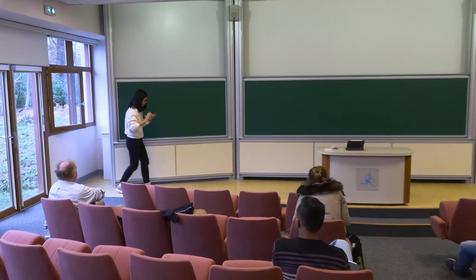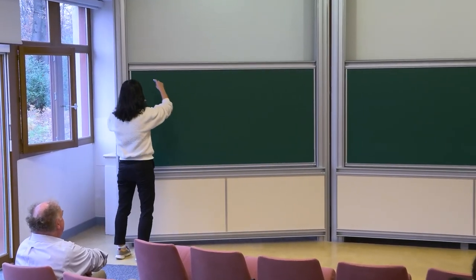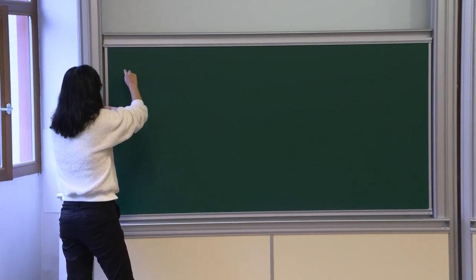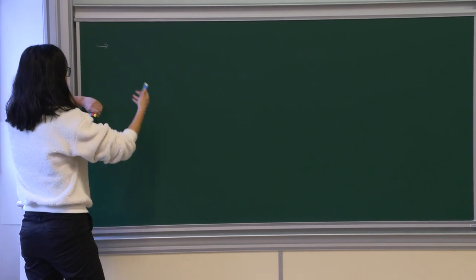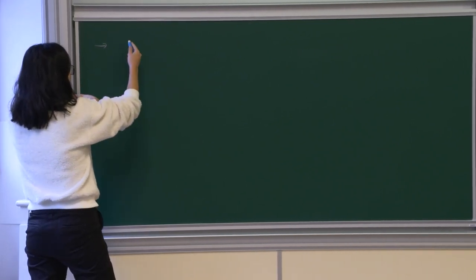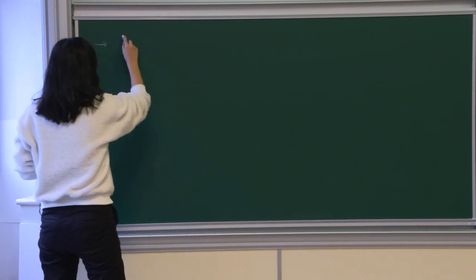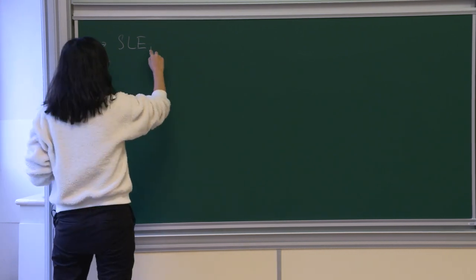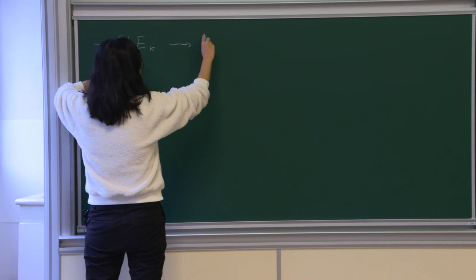So today I'm going to tell you a bit of the other side of the story. And let me first remind you what we did before. We started with the probabilistic side of this Loewner energy. I told you about the universality of Brownian motion and why defining SLE is the natural thing. And from the SLE, we obtain the Loewner energy.